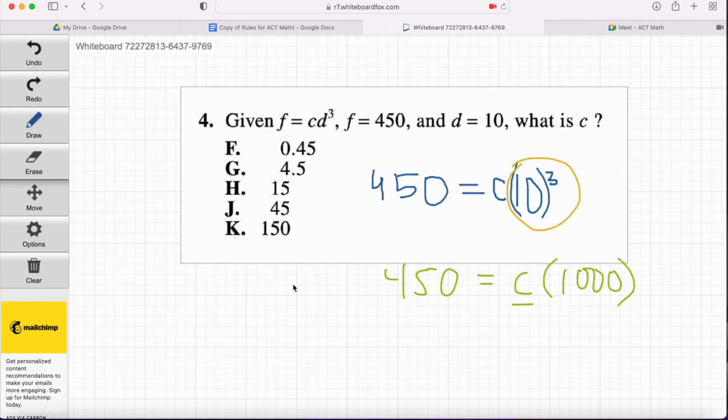We're multiplying 1,000 times some number. I got a question for you. What's 1,000 times 1? 1,000. But here we're multiplying 1,000 times some number, and we're getting something less than 1,000. We're getting 450. So C has to be less than 1, doesn't it? It does. Look at the answer choices. You can tell me what the answer is without doing a math thing.